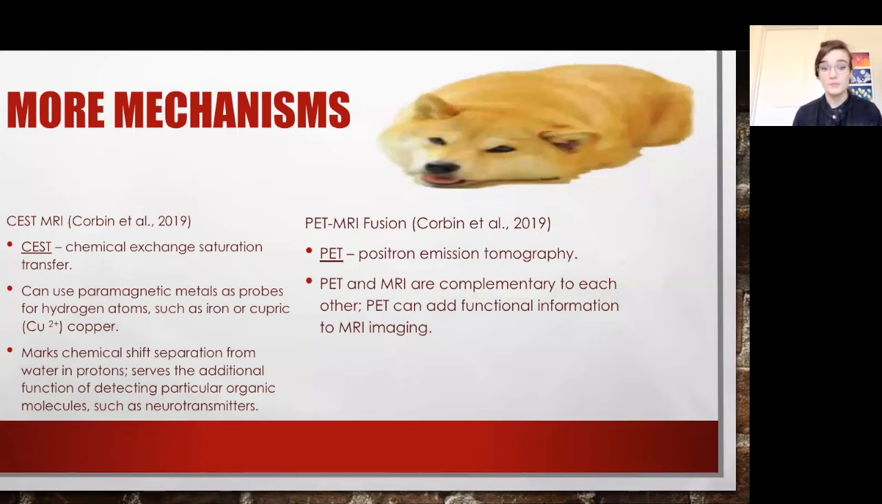Then we have PET MRI fusion. PET stands for positron emission tomography. This is functional imaging that is used to track activity in the brain. So PET and MRI are complementary to each other, and PET can add functional information to MRI imaging and hopefully catch things that MRI doesn't.